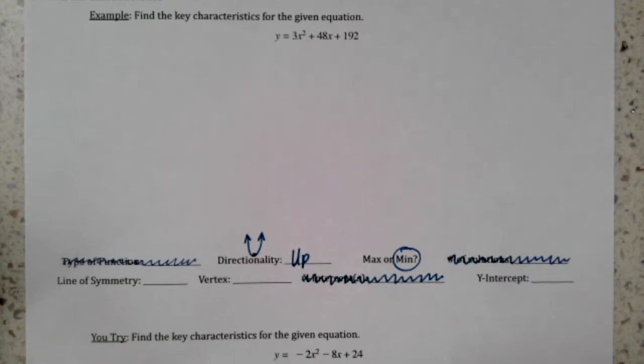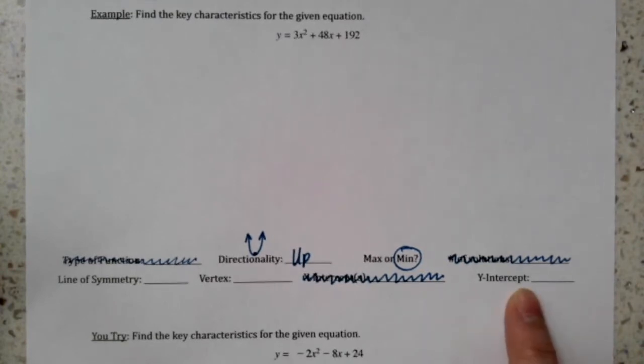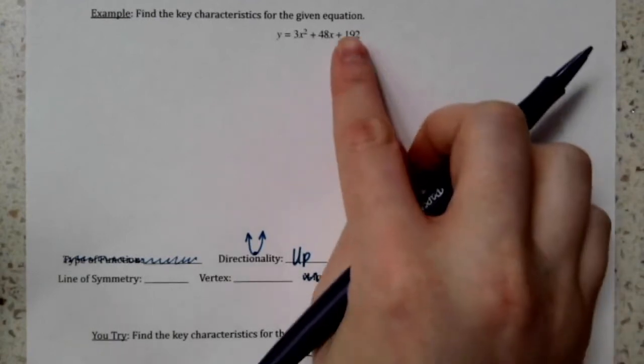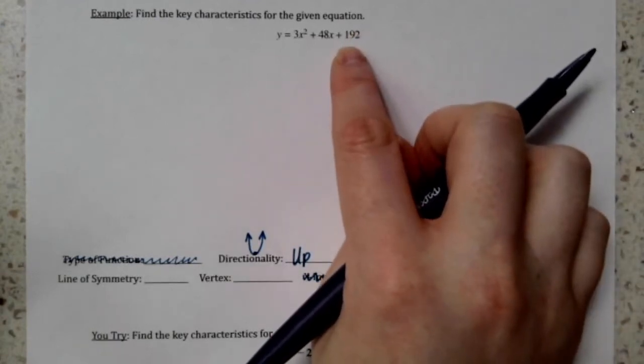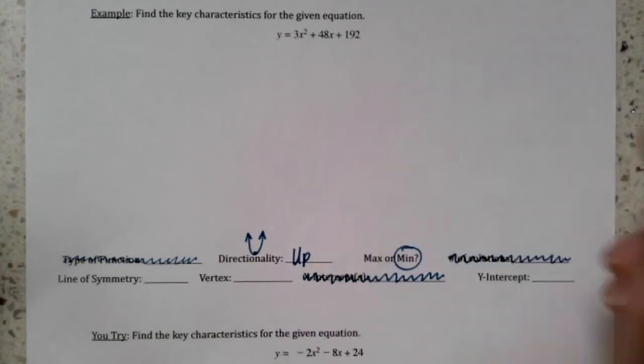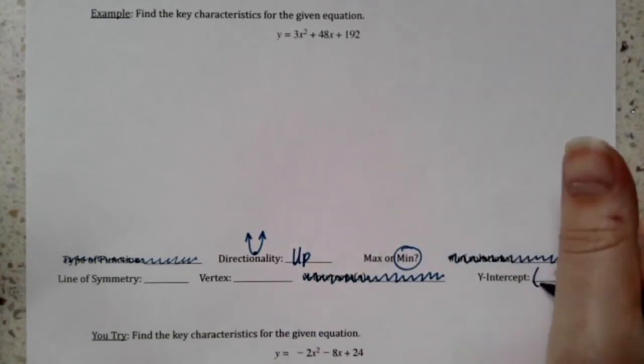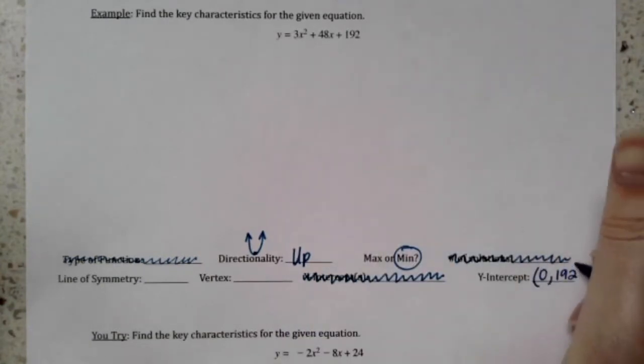Then I want to do the y-intercept. I think that one's pretty easy. I don't really have to do much for it because the y-intercept is just the constant value. My constant is 192. I just need to write that as an intercept, so it's going to be 0, 192.